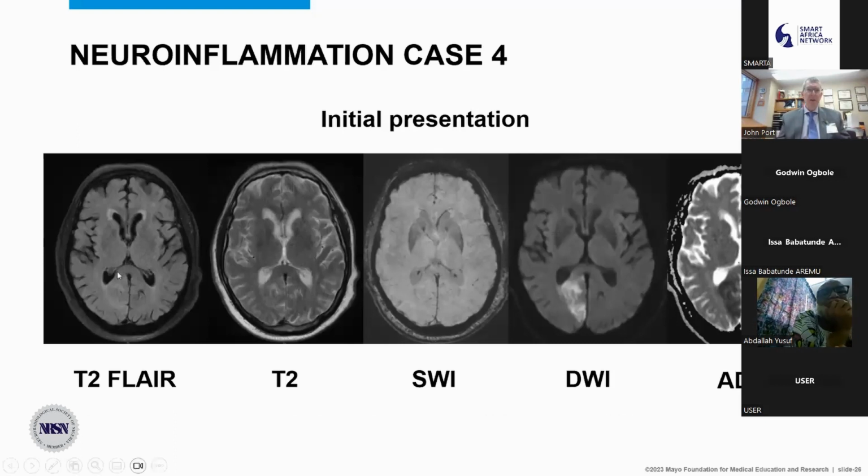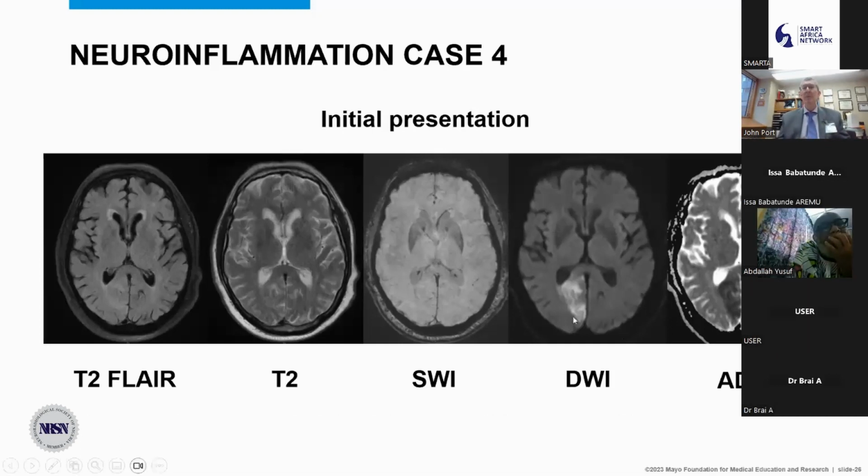Here's another case that's pretty straightforward, actually. You've got, not much on the T2 FLAIR, T2 or susceptibility-weighted imaging, but this patient had an acute right-sided blindness. And here you can see, left-sided blindness. Here in the right occipital cortex, you can see an acute infarct going on, looking at diffusion and ADC. Restricted diffusion and a vascular distribution, piece of cake.